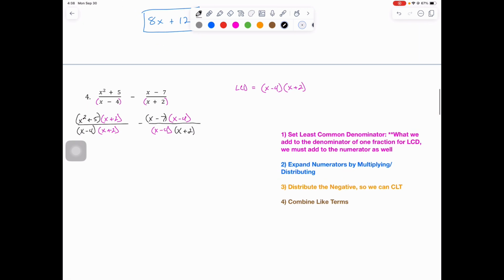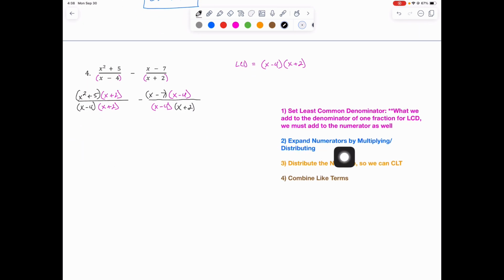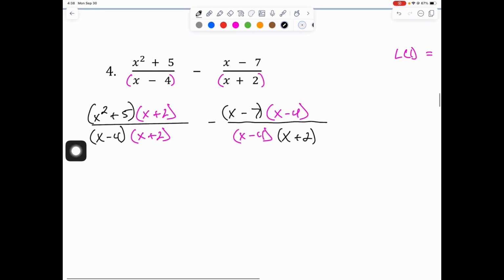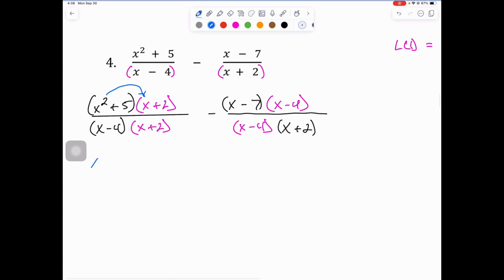All right, so for number 2, it says expand numerators by multiplying or distributing. All right, so we need to expand upon our numerators. Well, x squared times x is going to give us, yes, x cubed. X squared times 2 is going to give us, yes, plus 2x squared. Well, 5 times x is going to give us a 5x, and 5 times 2 is going to give us a 10.